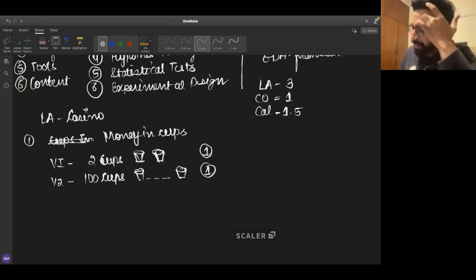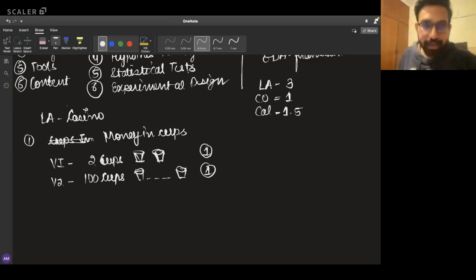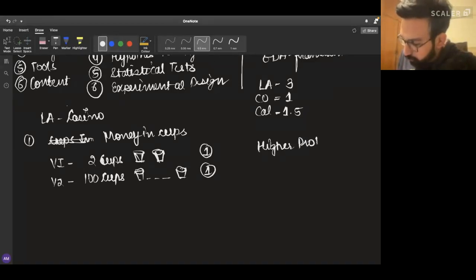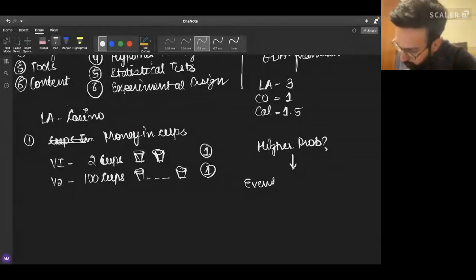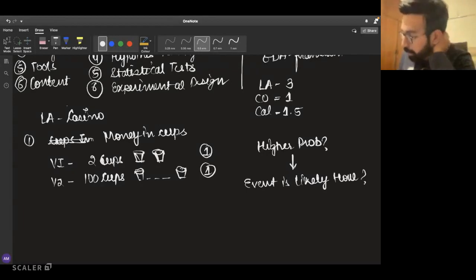Why? Higher probability. Now, what does that mean? What is meant by higher probability? What do we understand when we say higher probability? So higher probability to me means a certain event is likely. How much a certain event is likely is what is calculated by probability. That is what probability tells us.